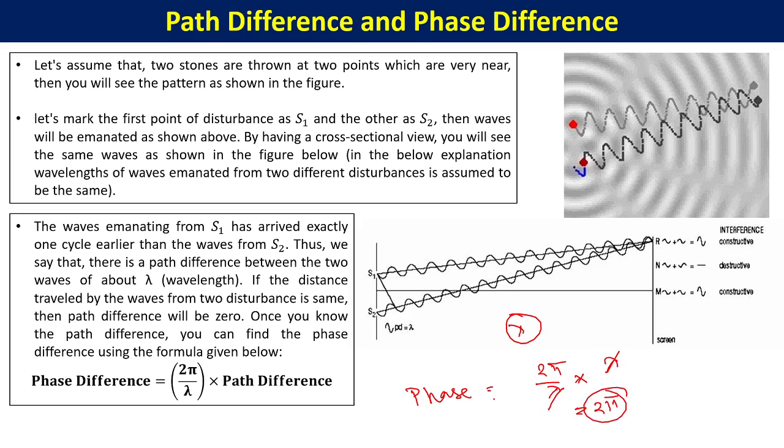It may be given the opposite way also. Suppose the phase difference of two waves is given to be pi. What is the path difference? This particular formula has to be applied once again. Alright, so I hope you will understand by making a self-reading of this slide.